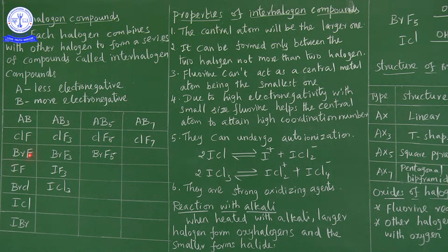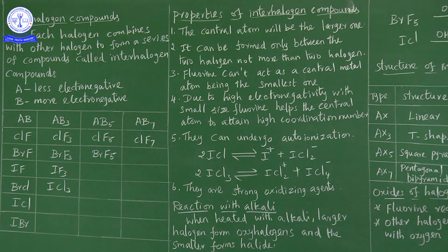And bromine: the elements before bromine are the highly electronegative fluorine and chlorine. So bromine can form interhalogen compounds with fluorine and chlorine. And iodine can form interhalogen compounds with all the other halogens, fluorine, chlorine and bromine, because those are more electronegative than iodine. So those are some of the examples for AB, AB3, AB5 and AB7 interhalogen compounds.